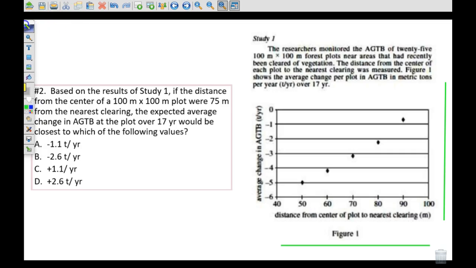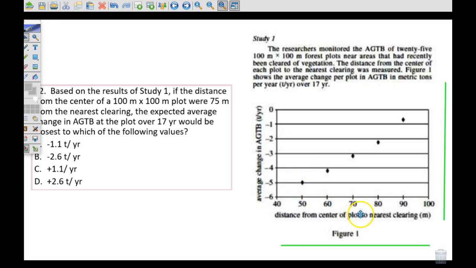In question number 2, it asks, based on the results of study 1, if the distance from the center of a 100 meter by 100 meter plot were 75 meters from the nearest clearing, the expected average change in AGTB at the plot over 17 years will be closest to which of the following values? Here we're going to have to look into the graph.